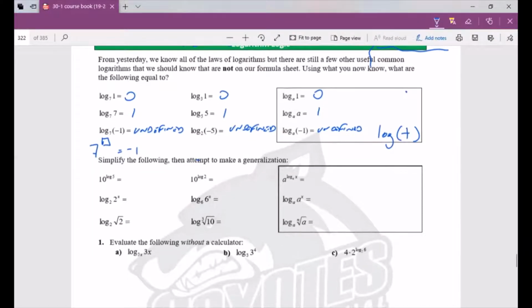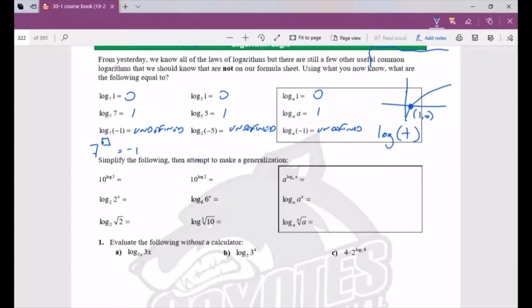Okay, so here are a few of our simpler rules. Logarithm of 1, doesn't matter what base, is always equal to 0. That ties into the fact that whatever base we're using, the graph of y equals log x crosses at 0. Logarithm of 7 base 7 is equal to 1. Logarithm of a base a is equal to 1.